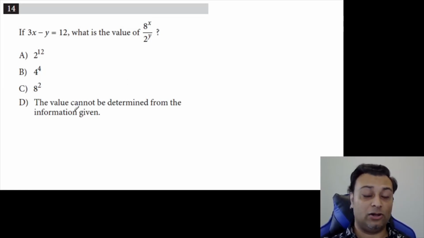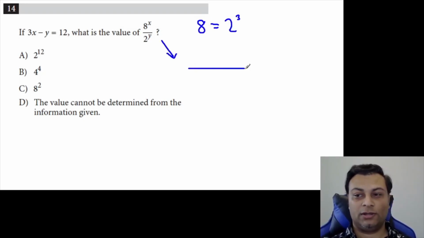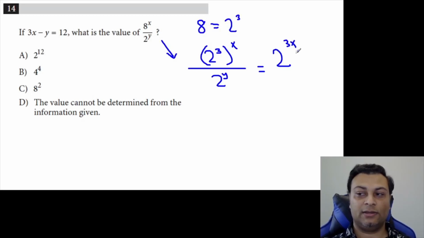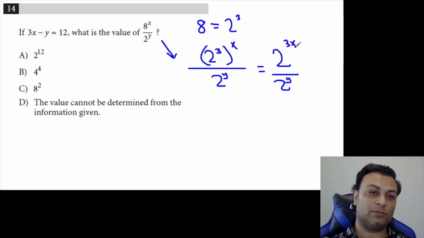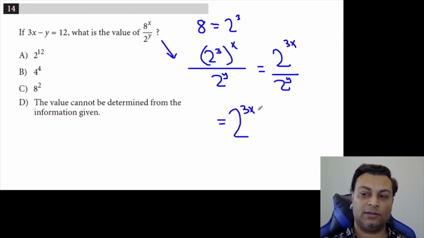If it can be determined at all. So we have to recognize that 8 is 2 cubed. If we know that, we can convert all of this using the base of 2. So we would have 8 to the x is 2 cubed to the x, and this denominator is 2 to the y. This keeps going to 2 to the power of 3x over 2 to the power of y. And for exponents with the same base, you subtract the exponents when you're dividing. So this becomes 2 to the 3x minus y.